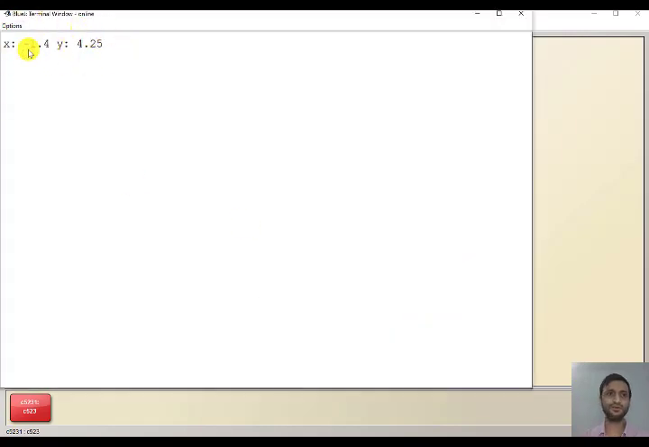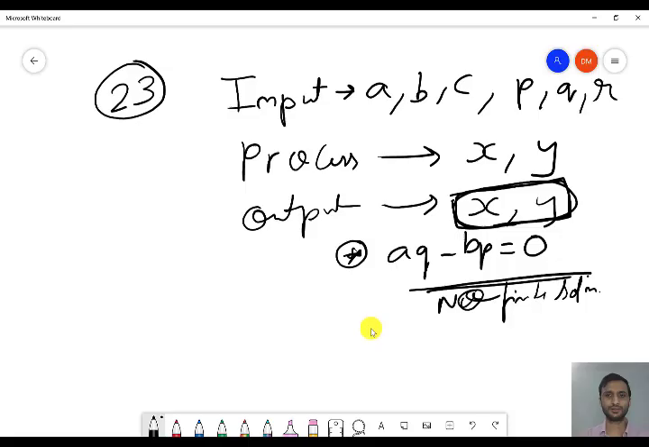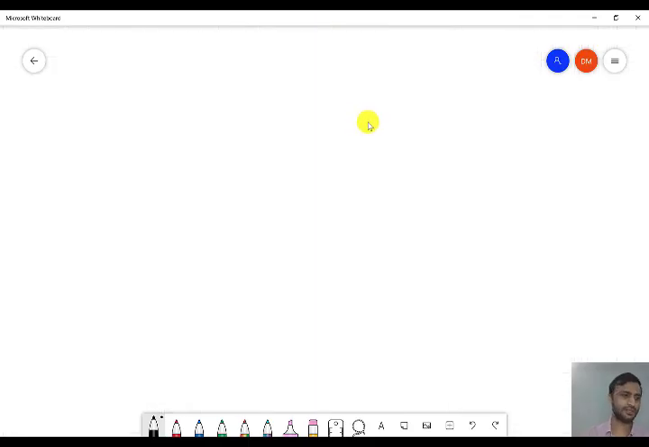We are getting some value where X is minus 1.4 and Y is 4.25. Okay, let us move to the next question, that is question number 25.